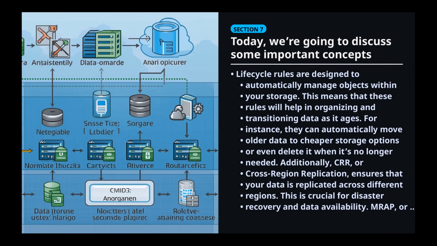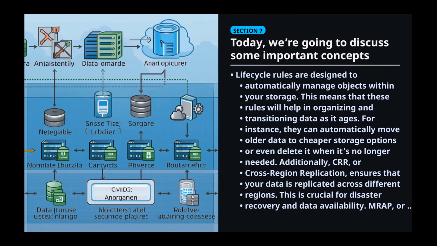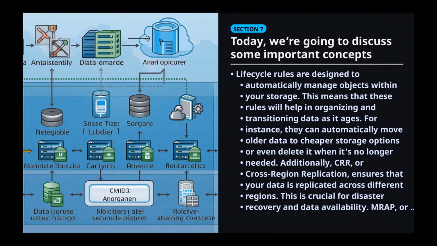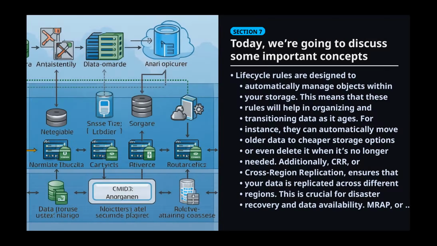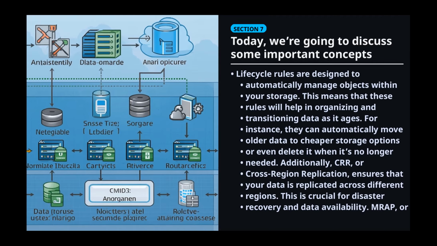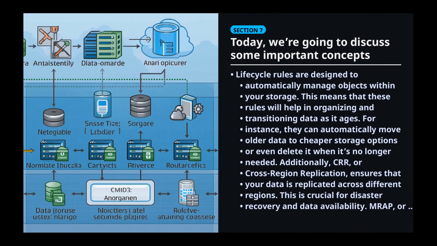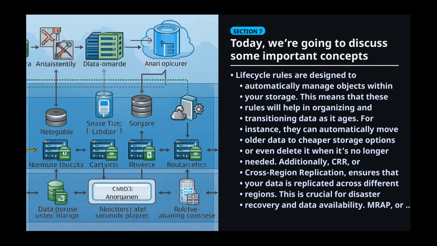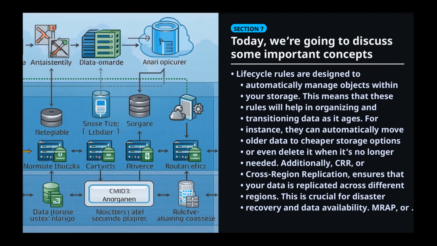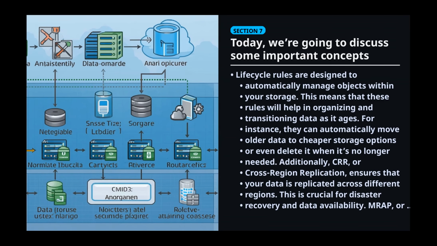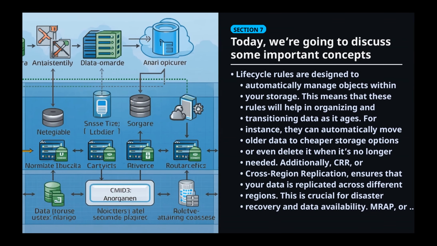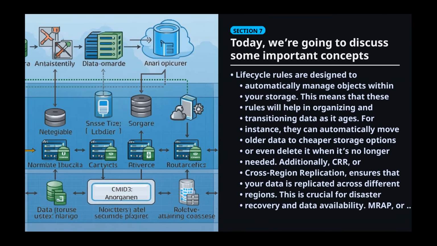This means that these rules will help in organizing and transitioning data as it ages. For instance, they can automatically move older data to cheaper storage options, or even delete it when it's no longer needed. Additionally, CRR, or cross-region replication, ensures that your data is replicated across different regions. This is crucial for disaster recovery and data availability. MRAP, or Multi-Region Access Points, helps in efficiently handling global requests, making sure that users can access data quickly, no matter where they are located.